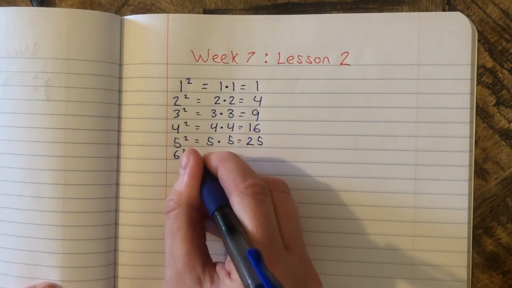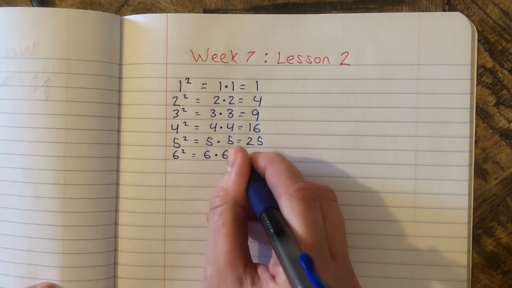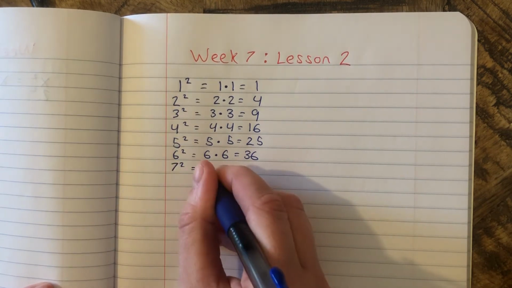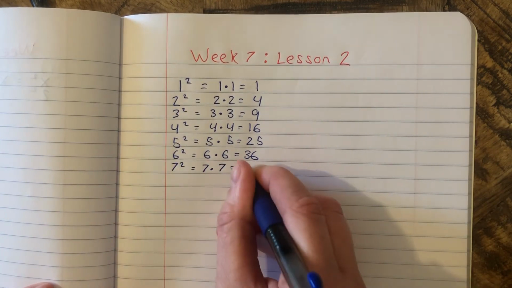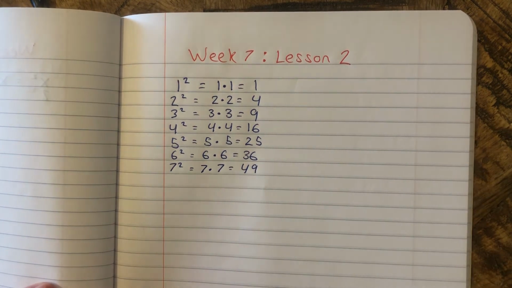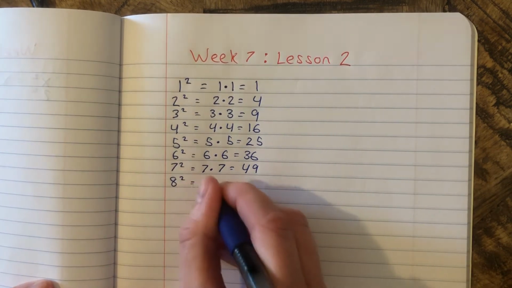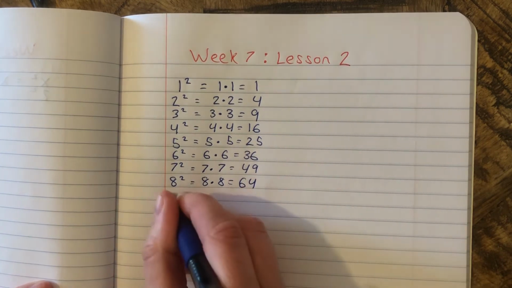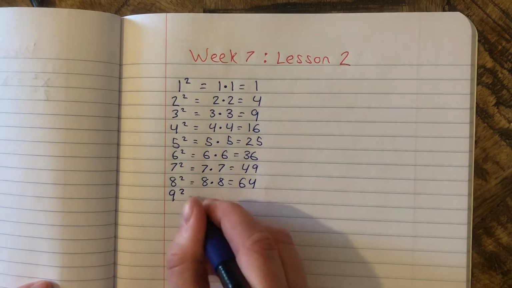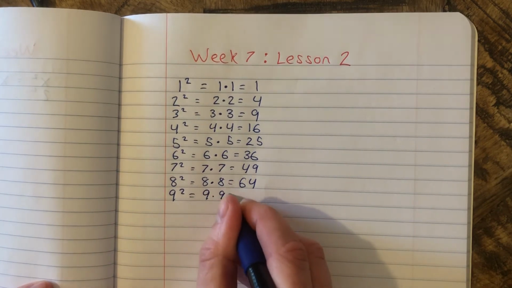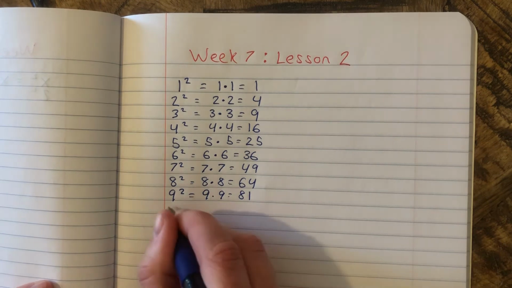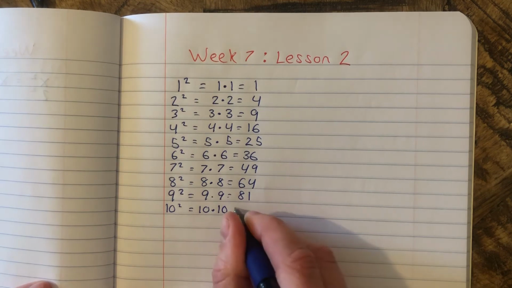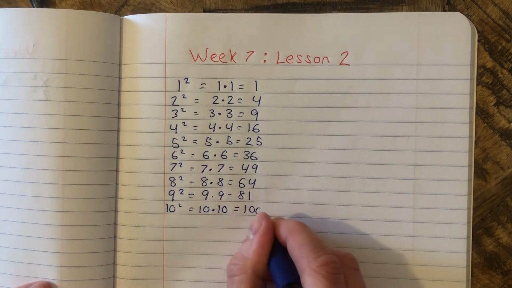6 squared is 6 times 6, which is 36. 7 squared is 7 times 7, which is 49. 8 squared is 8 times 8, which is 64. 9 squared is 9 times 9, which is 81. And 10 squared is 10 times 10, which equals 100.